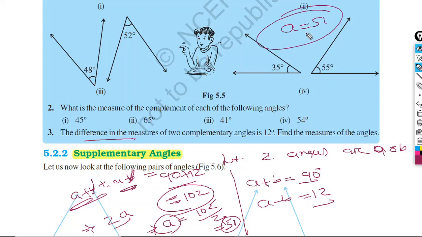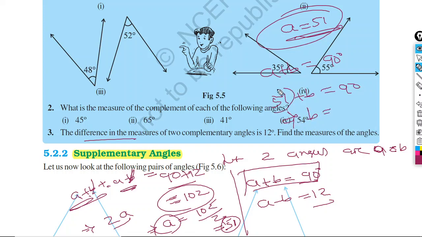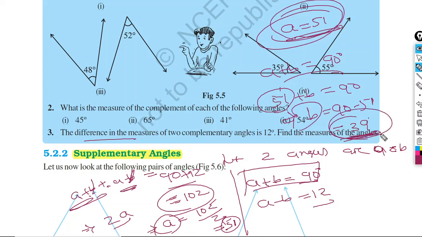Now if A equals 51, we have the statement A plus B is equal to 90 degrees, and A equal to 51. Now 51 plus B equal to 90 implies B equals, transposing 51 to the RHS, 90 minus 51, which will be equal to 39 degrees. So we found the measure of angle A is 51 and the measure of angle B is 39. In this way you can try this question 3.